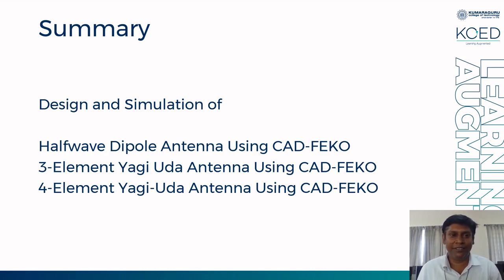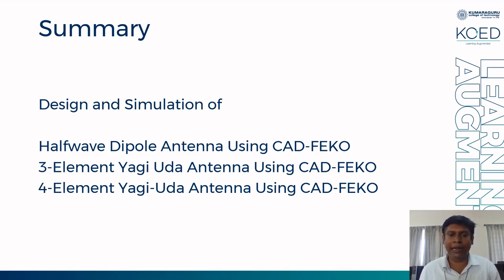So we come to the conclusion. As of now, we have seen the design and simulation of a half-wave dipole antenna, then three-element Yagi-Uda antenna and four-element Yagi-Uda antenna. Among these three antennas, your half-wave dipole antenna is an omnidirectional antenna, and both the three-element and four-element Yagi-Uda antennas are directional antennas. Okay. I hope you have understood how to use the CAD-FICO tool for antenna simulation.